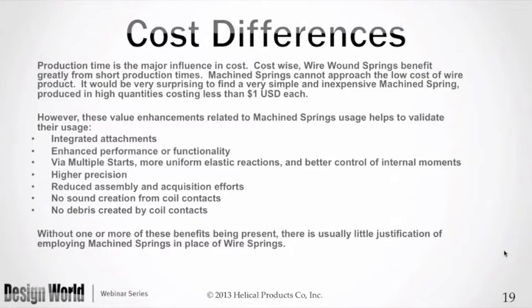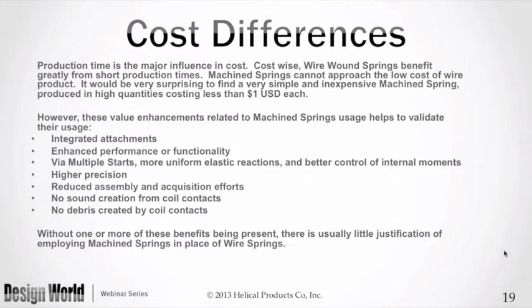So basically, you need to ask some questions. If you are considering using a machine spring, some of the advantages you need to be getting from them are in this list right here. Integrated attachments. We've seen some of those and can get an idea of what they can do for you. There's a chance for some enhanced performance, and that would be a little bit more linearity, because that wire spring lays down on itself a little bit, and so it'll change a little bit more.